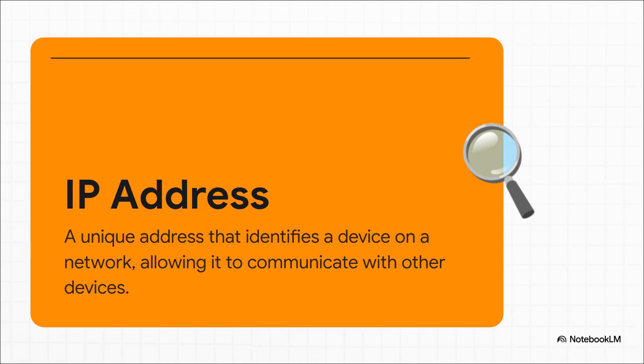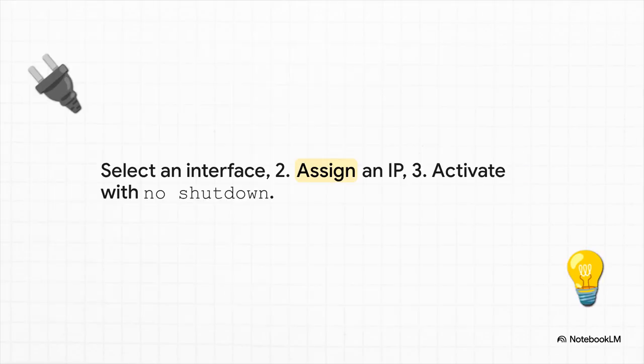Without an IP address, the device is basically on its own little island, unable to forward any traffic. So getting an interface online is a 3-step dance. First, you have to tell it which interface you want to configure, like Gigabit Ethernet 0/0. Second, you assign it an IP address and a subnet mask. And third, and trust me, this trips everyone up at first, you have to actually turn the interface on with the no shutdown command. By default, they're all off.